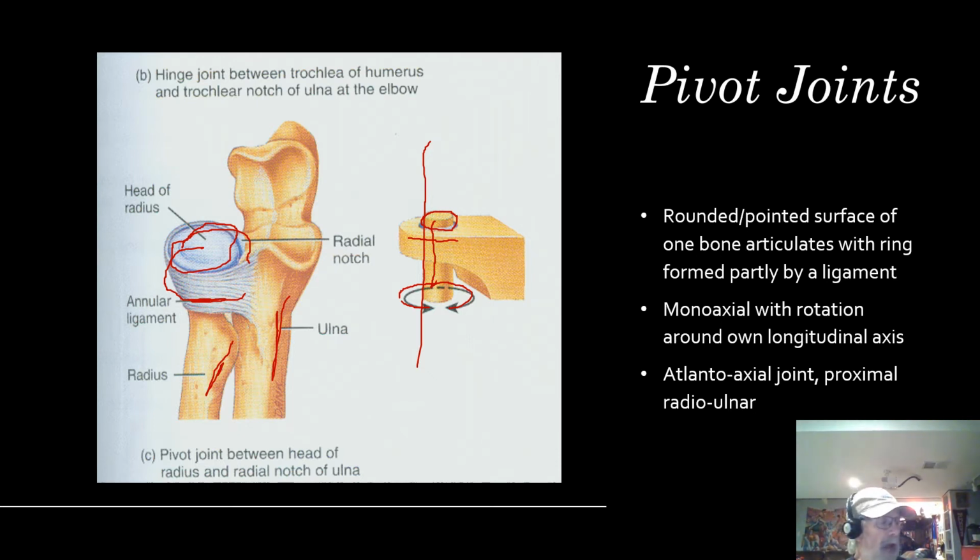We talked about how the dens fit inside that little notch on the back of the axis, and fitting in that little notch on the side of the atlas, and as a result, that's what we see. So the radioulnar joint, the atlantoaxial joint, is a typical example of what we call a pivot joint. Okay, that should be pretty self-explanatory.